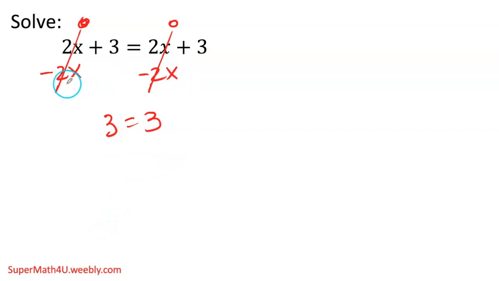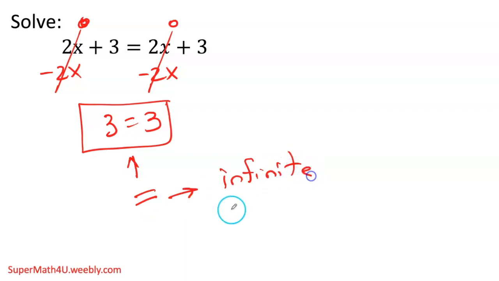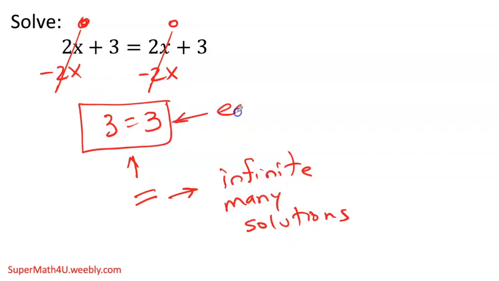As soon as you see that the variables cancel, you check the numbers that are left. If these numbers are equal, then you have infinitely many solutions. Infinitely many solutions. This will be your final answer. Again, how do I know? Variables cancel, and these numbers are equal. If they're equal, then I have an infinitely many solution system.